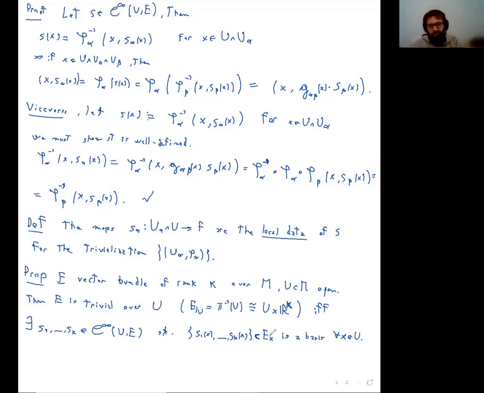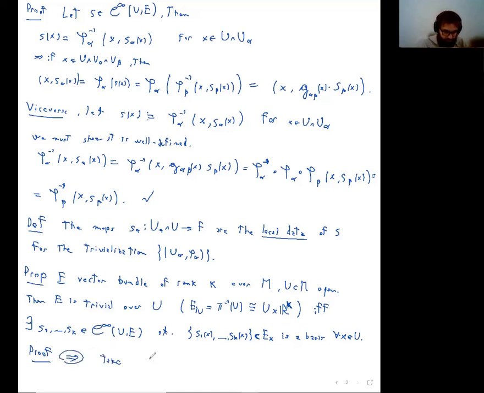So it's basically, I would say, not too hard to imagine, because if you have U times R^k, then it's very easy to obtain these sections. You just take the k standard vectors, or well, simply any basis of R^k, and you just say, okay, independently of u, we have these k vectors, and they're independent, and they form a basis. So one direction, I think, is easy. So if we are trivial over U, then we have this. So let's do this one first, because it's easy.